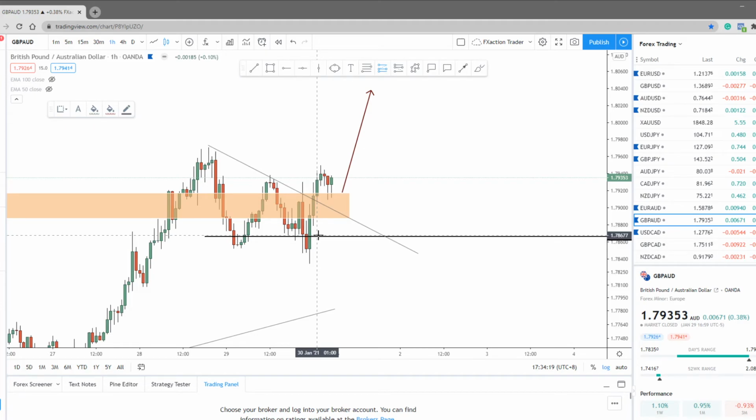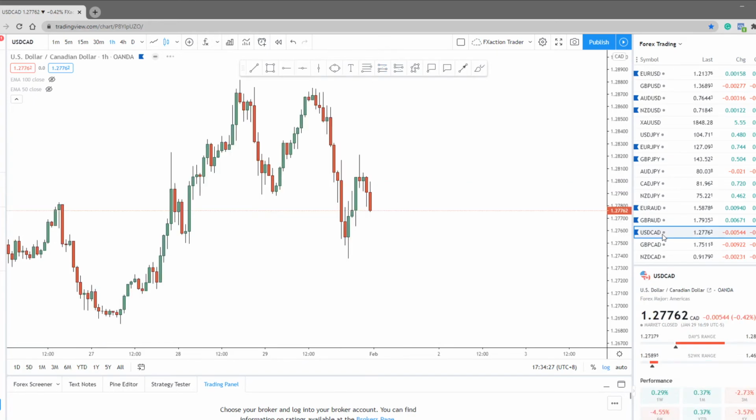1 to 2 ratio. Okay, so the last pair for today, dollar CAD. So dollar CAD, this pair is quite tricky for me. All right, so let us start from the H4 chart. On the H4 chart, if we are looking at the most current market condition, what we can see is that the market is actually in an uptrend.